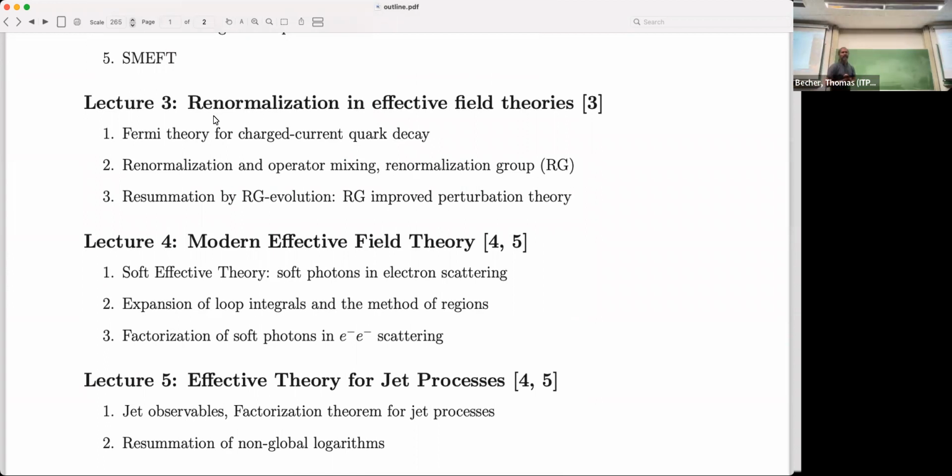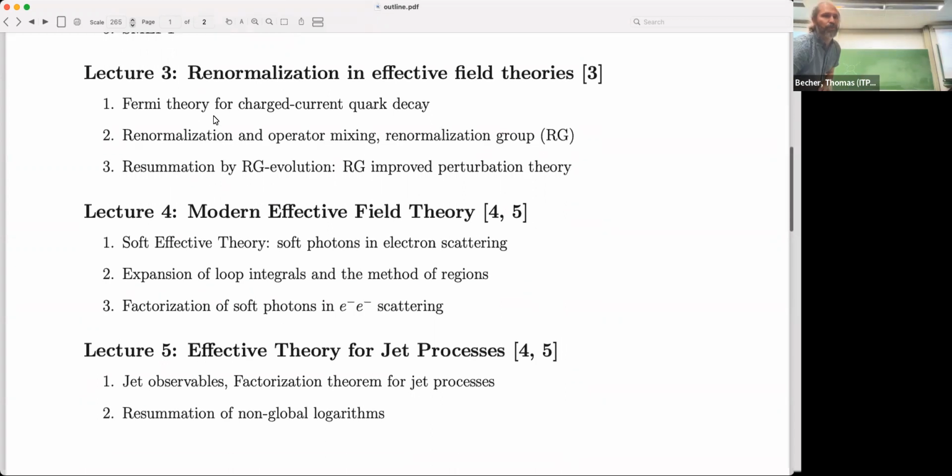Then lecture 3 is maybe the most technical one, where I want to do an actual computation. Matt mentioned that one can sum logarithms with certain equations. He wrote down some series that he wanted to sum. And the technique to do this is so-called renormalization group equations. Renormalization is an important concept in quantum field theory, but it's also a non-trivial concept, so I'll try to walk you through it. We'll do this with an example from flavor physics, where we discuss the weak decay of a down into an up quark.